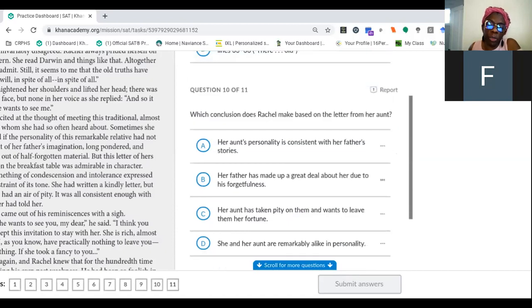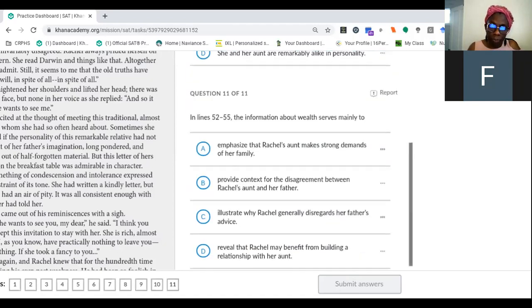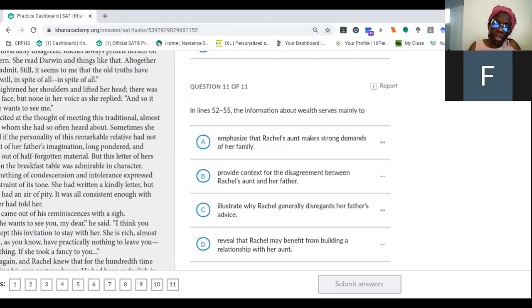Which conclusion? So we can't conclude until we've read everything, okay? Is that it? Okay, so now let's read the passage. There's one more. Okay, in these lines, the information about wealth serves mainly to do what?